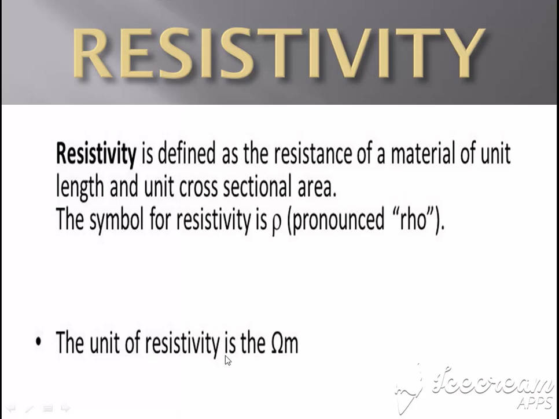Now resistivity does not depend on the length of the conductor or the area of cross section of the conductor. Resistivity depends mainly on the nature of the material. For example, copper would have a different resistivity, silver would have a different one. So as the material changes, resistivity also changes. Another factor which can affect resistivity is temperature. So if length changes or area changes, resistance would change, but resistivity will not change.